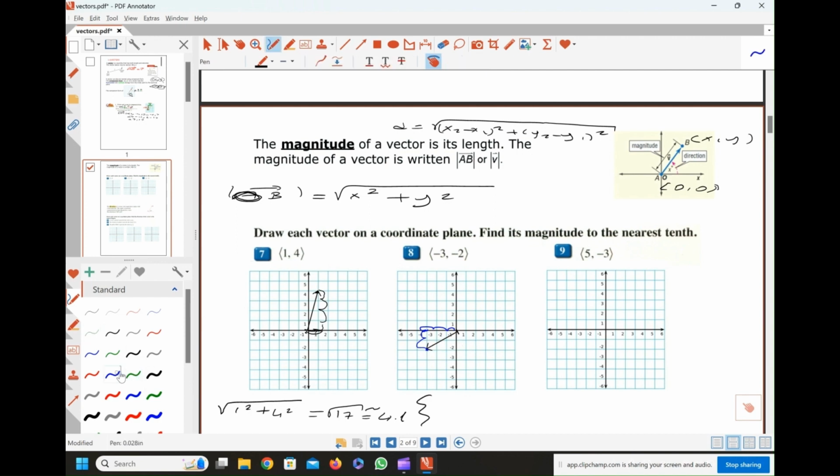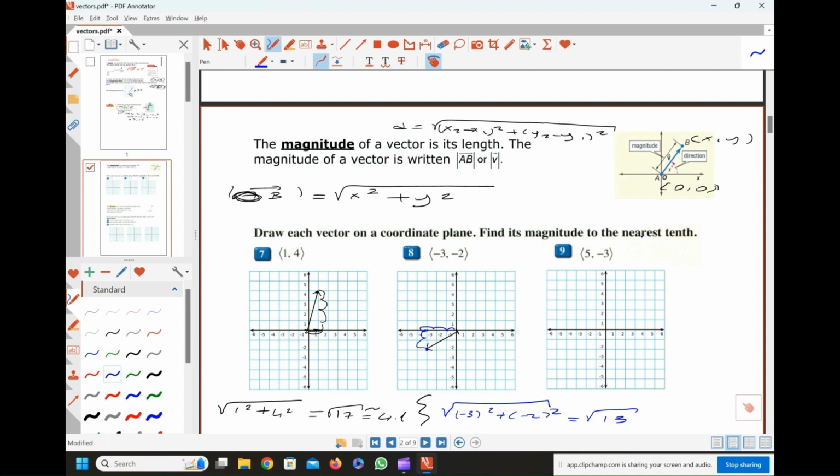Now let's find the magnitude, the length of the vector. So since the initial point is at the origin and x1, y1 is 0, 0, I don't have to write it again. You can just write it as the square root of x squared, negative 3 squared, plus y squared, negative 2 squared. Negative 3 squared is 9, negative 2 squared is 4, 9 plus 4 is 13. It's the square root of 13.